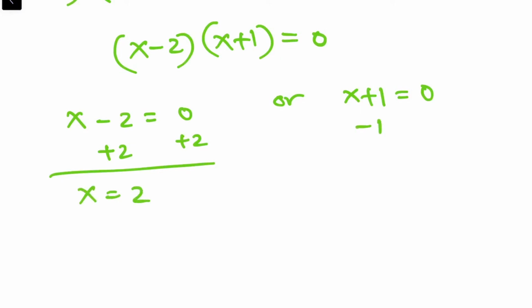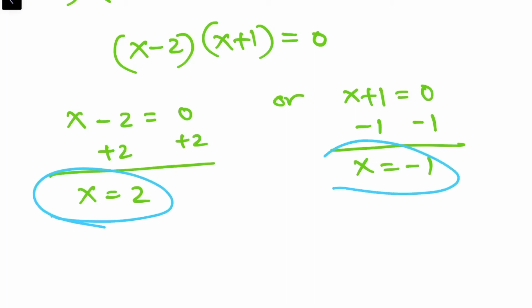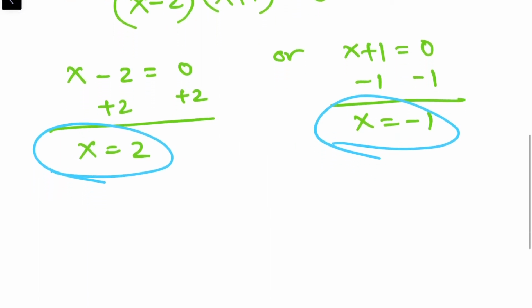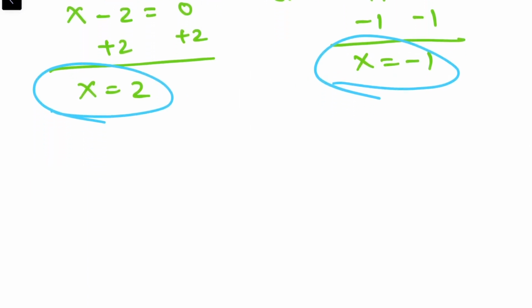Now we can solve for x by adding 2 to both sides. So x will be equal to 2, and x will be equal to minus 1. Okay, so the numbers that we got, I like to think of them like a magic number. We're going to use it on our number line. Okay, all right, let's take a look.